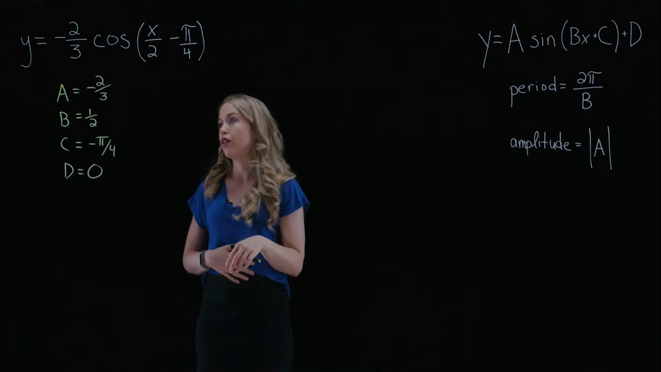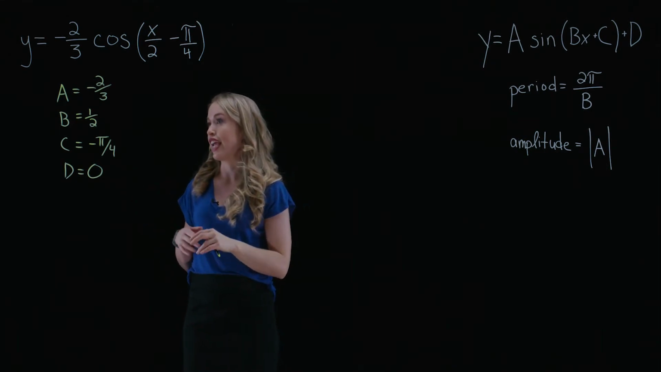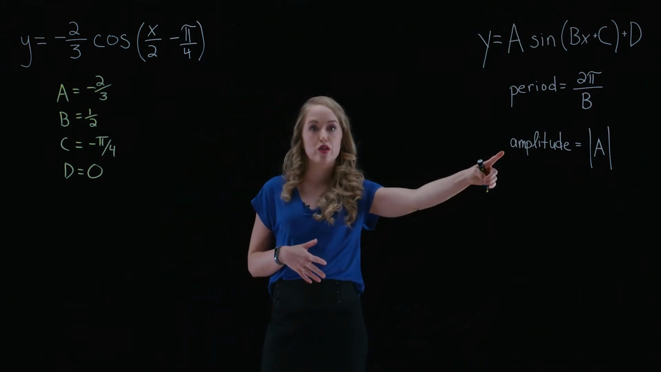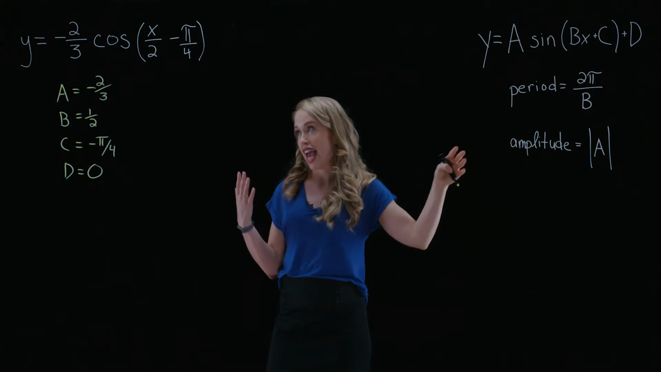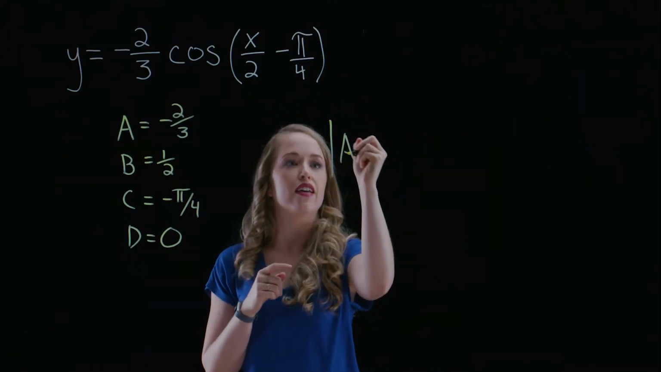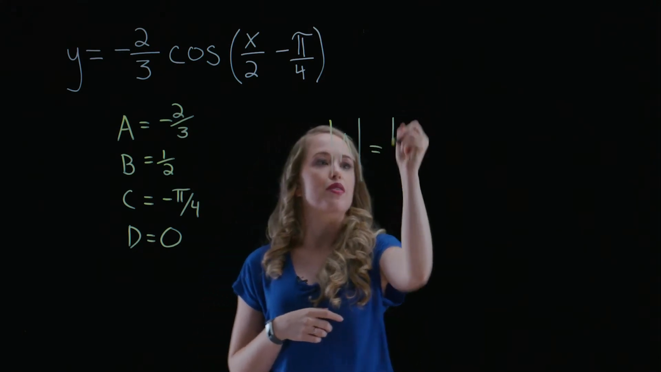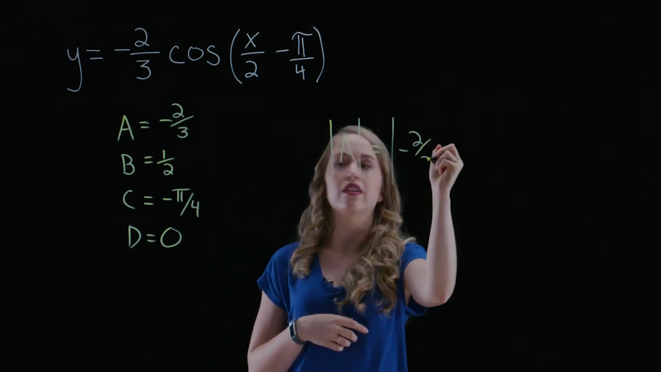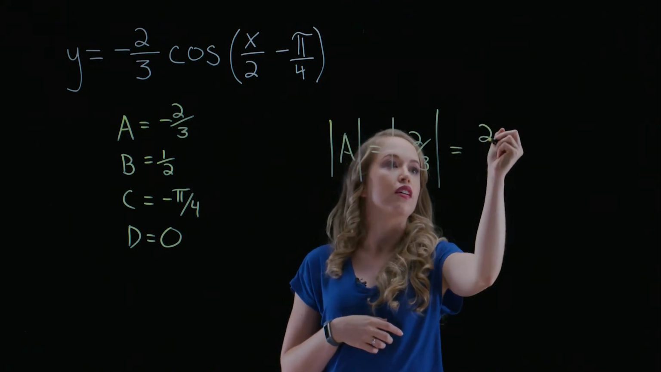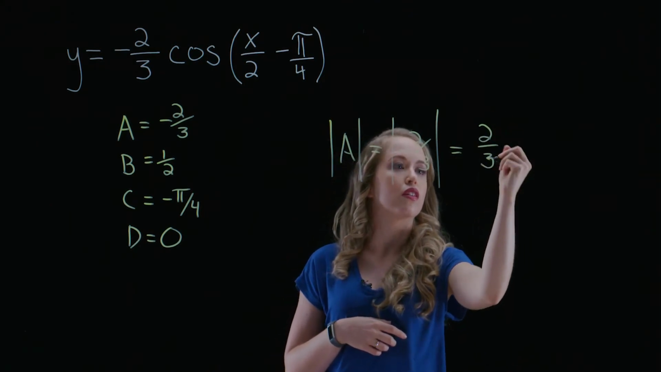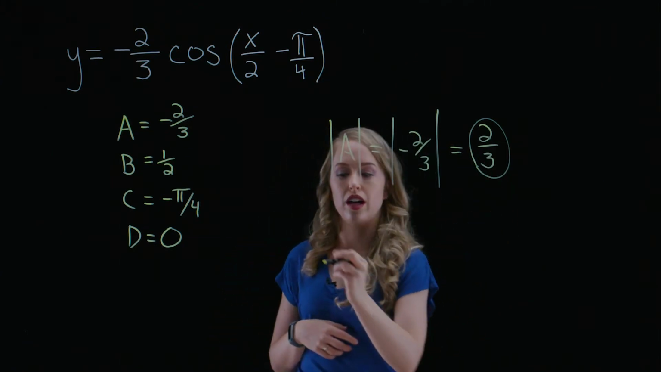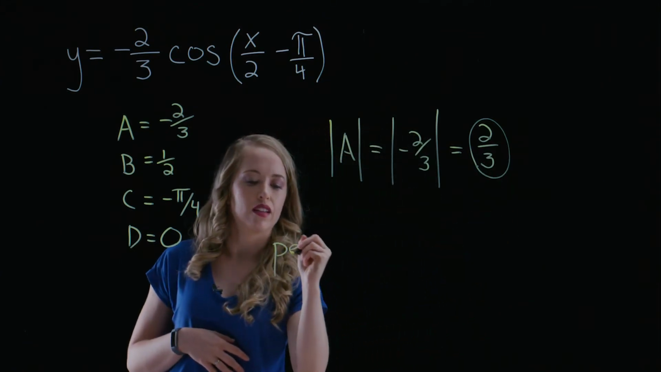We'll start by figuring out the amplitude. Now the amplitude, I wrote it here for us, it'll be the absolute value of A. In this case, we're looking for the absolute value of A. For us, that'll become the absolute value of -2/3. Our amplitude is 2/3. Perfect. Next, we will identify our period.